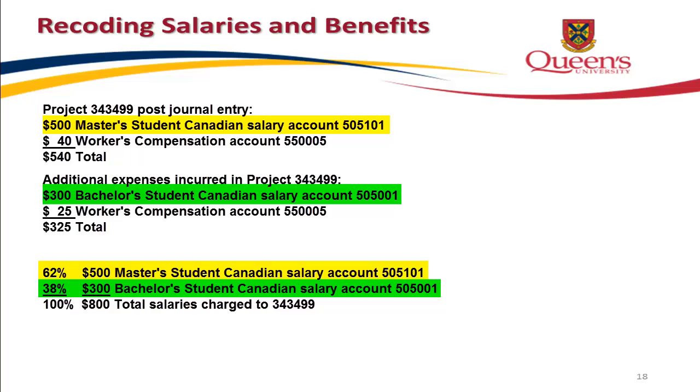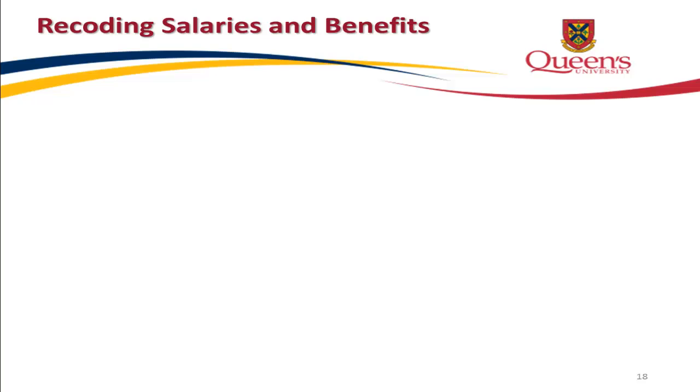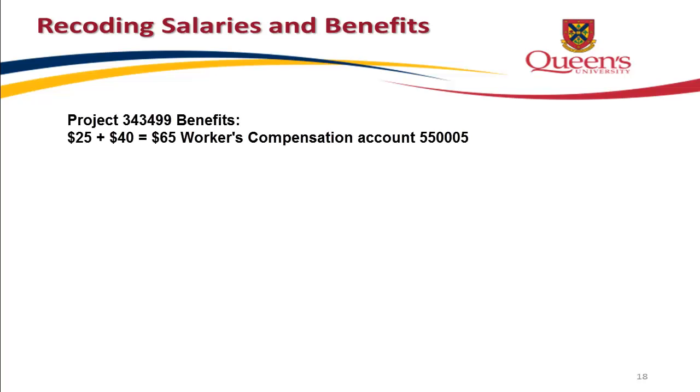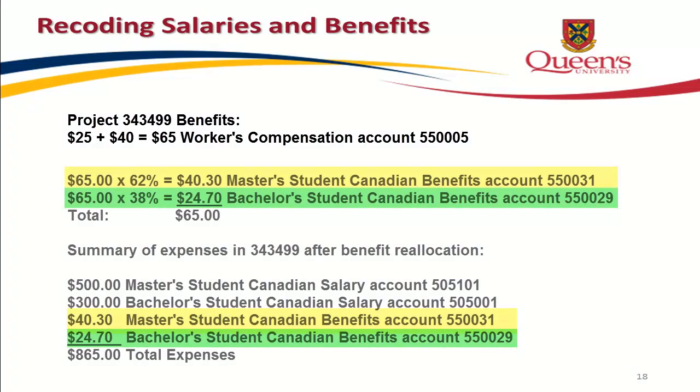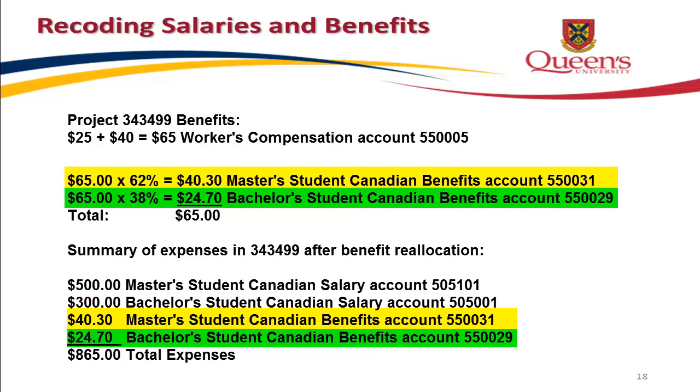Next, these percentages will be applied to the total benefits charged to the original benefit accounts. In this example, we now have $65 residing in the Workers' Compensation account 550005, $25 originally charged to Project 343499, and the $40 reallocated from Project 394555. The reallocation of benefits will now look like this. As you can see, the total benefits have been allocated based on total salary expenses.